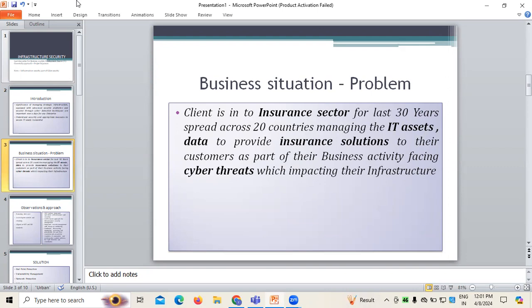They are providing insurance solutions for different customers across 20 countries. As part of that, they are facing some cyber threats in context to the infrastructure they are managing as part of their business activities, business data management, etc. To manage their data, they are facing some cyber threats for which they want a solution.